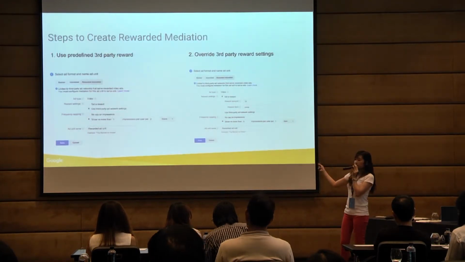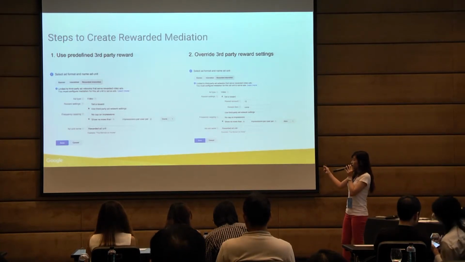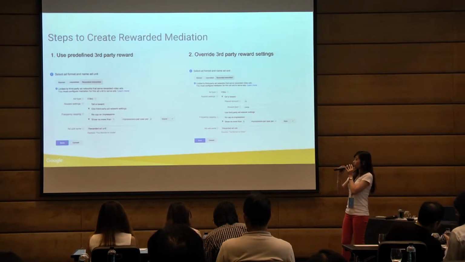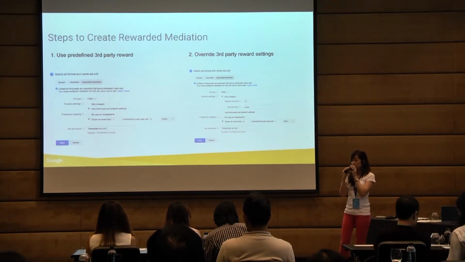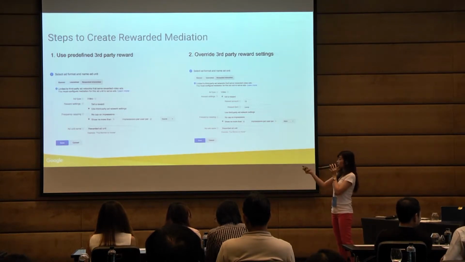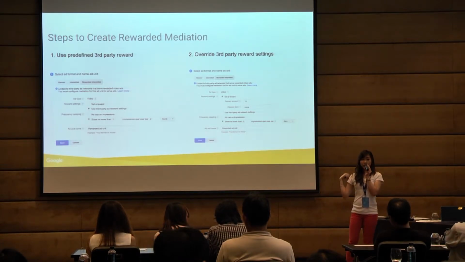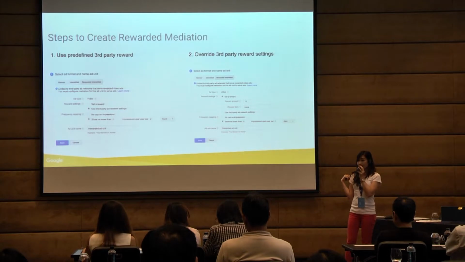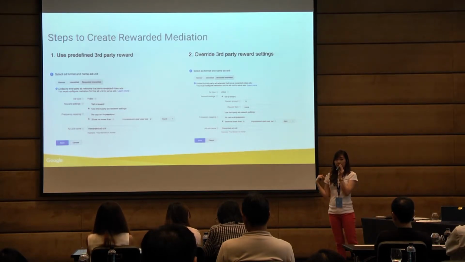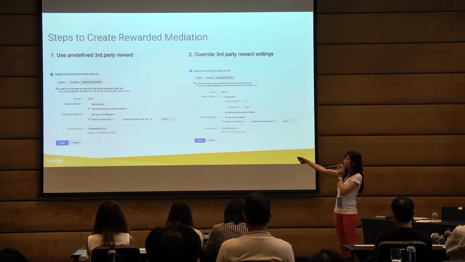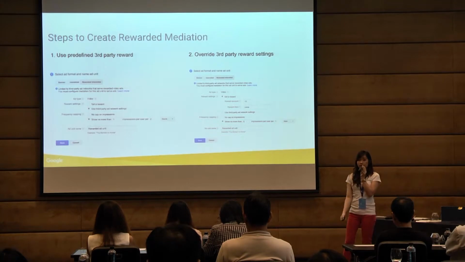There are two types of rewarded mediation that we are allowing now. Just now I mentioned there are a few ad formats that you can use when you create a new ad unit in AdMob. The first one is using a predefined third-party reward. Some of you may have already implemented ads with other third parties like Vungle or Unity or AdColony. If you don't want to change all those settings that you have done, you can do so by just choosing to use the third-party ad network settings.